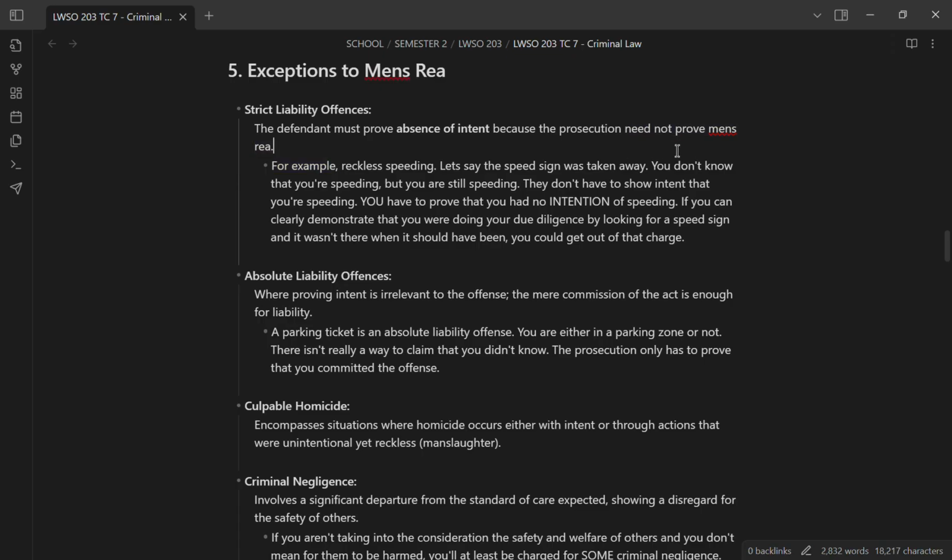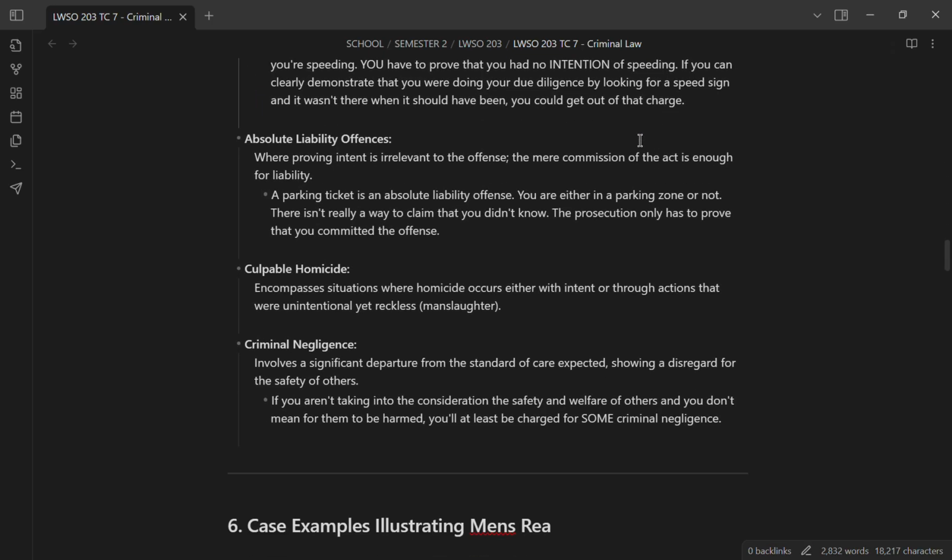Let's go through another example, or another exception to mens rea. Culpable homicide. Here, culpable homicide is encompassing situations where homicide occurs either with intent or through actions that were unintentional yet reckless, like manslaughter, for example.